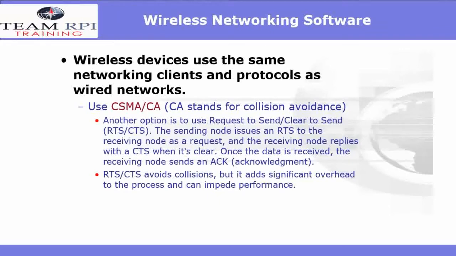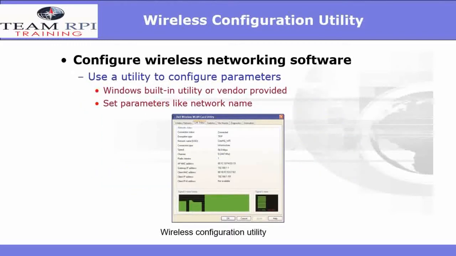All wireless devices use the same networking clients and protocols as wired networks. They use what's called CSMA-CA. The CA stands for collision avoidance. You often use the vendor-provided software to configure your wireless access point, and this allows you to customize some of the basic parameters. However, Windows does have a built-in utility as well.